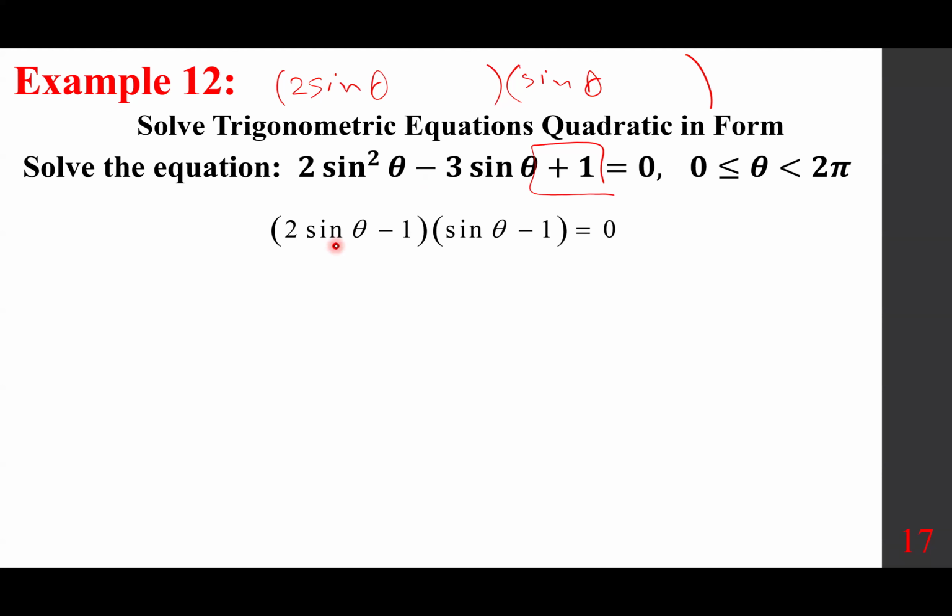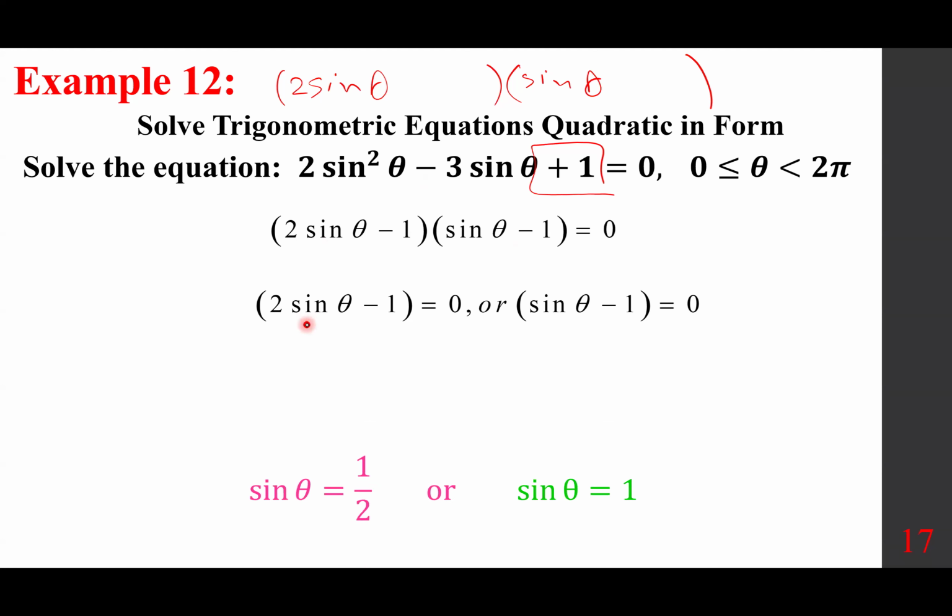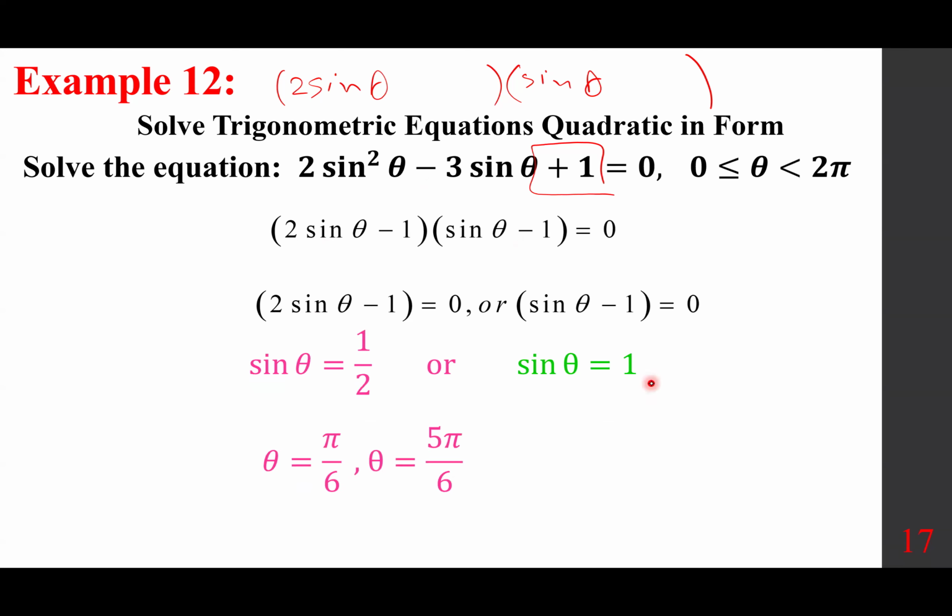So in this case, sine theta is 1/2. In this case, sine theta equals 1. We have seen this a number of times already. For sine theta being 1/2, the answer is pi over 6 in the first quadrant, pi minus pi over 6, or 5 pi over 6, in the second quadrant. Sine theta is 1 when theta is pi over 2.